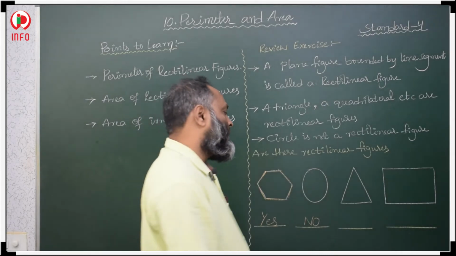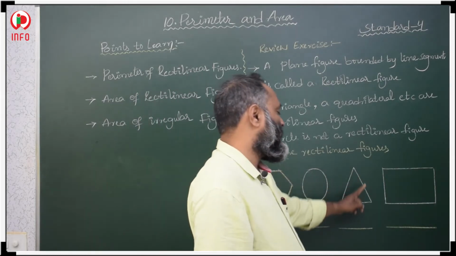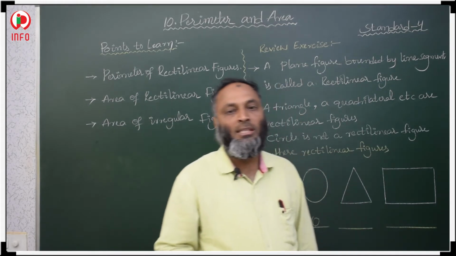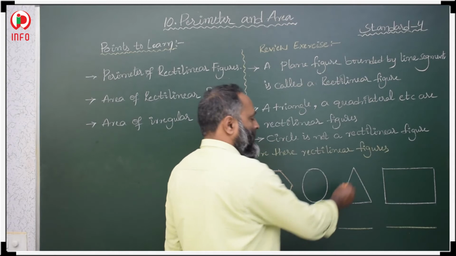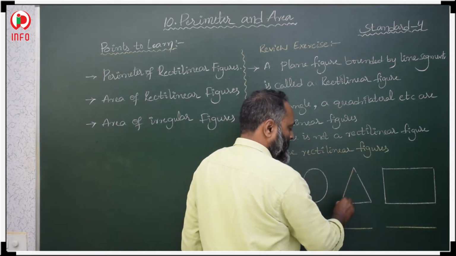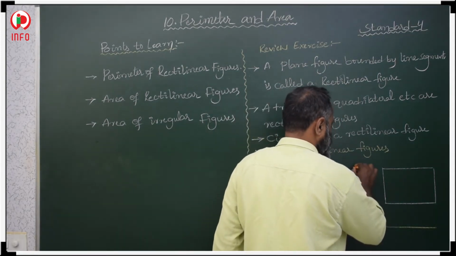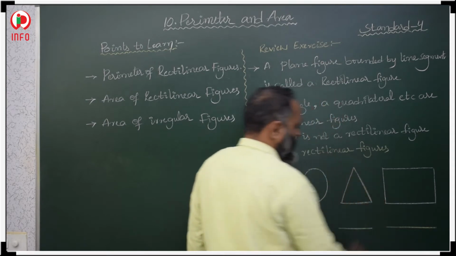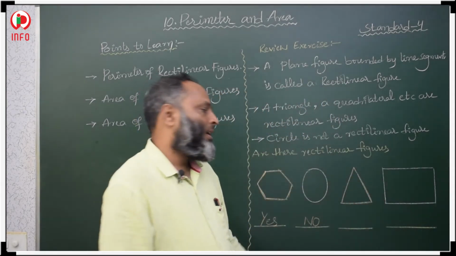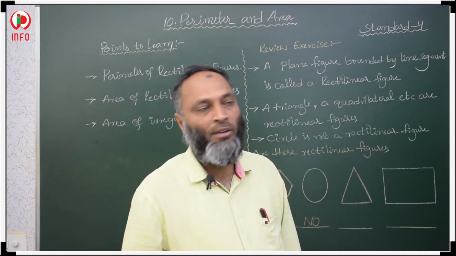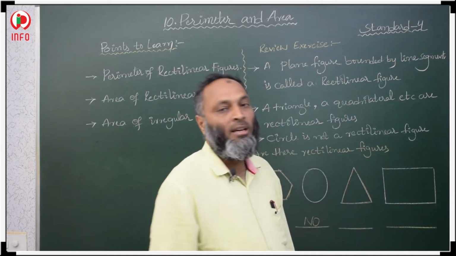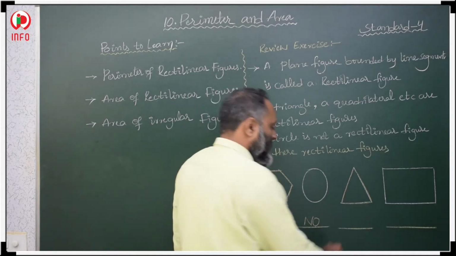Now here, this is a 3-sided closed geometrical figure. How many sides do we have? 3 sides. First side, second side and third side. Here we have 3 straight lines. So it is a triangle. Triangle is a rectilinear.